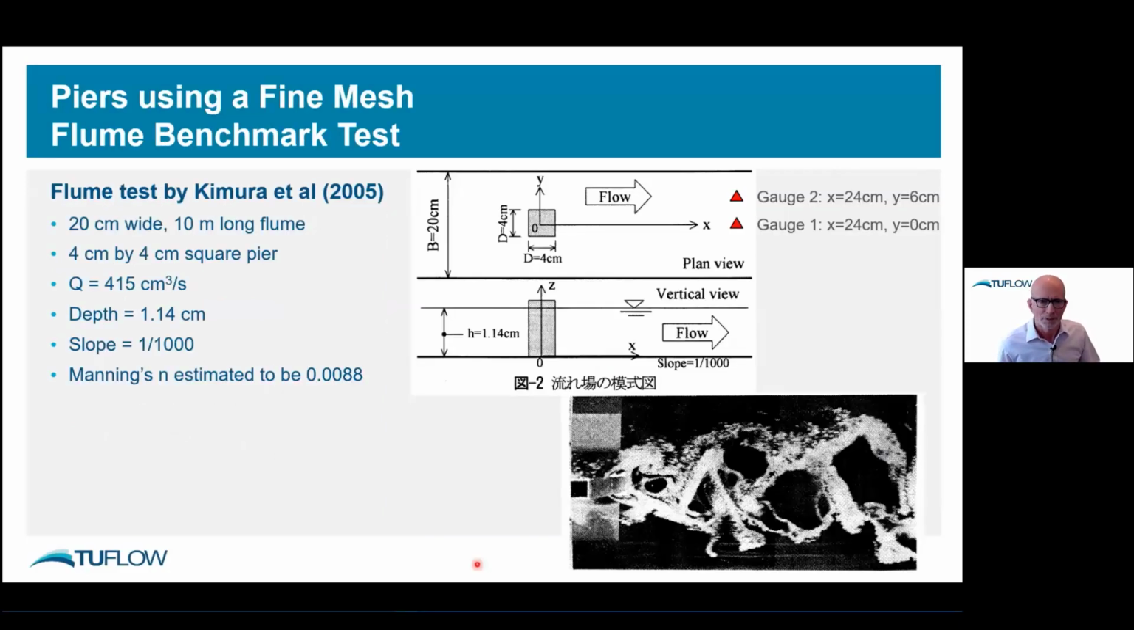We've been doing some more benchmarking around piers, and this is a little flume test that was done in 2005. It's pretty tiny, only 20 centimeters wide, so it's a very small model. It's got a square pier in the middle, 4 centimeters by 4 centimeters, with details on the left there. There are two gauges which will show some results. Gauge 1 is in line with the center of the pier, and gauge 2 is offset. Turbulence eddy patterns are shown down the bottom right.